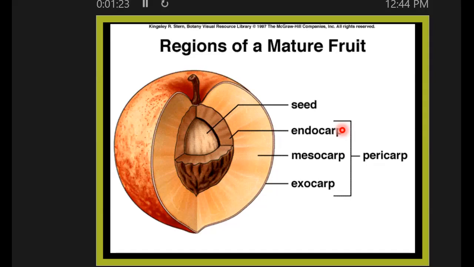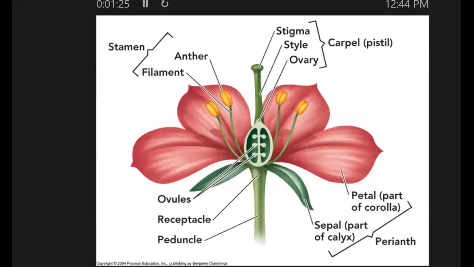Okay? So when we're thinking about fruits, remember now, a fruit by definition came from a pollinated flower. Right? Pollination and fertilization can happen as well. I'll talk about an exception.